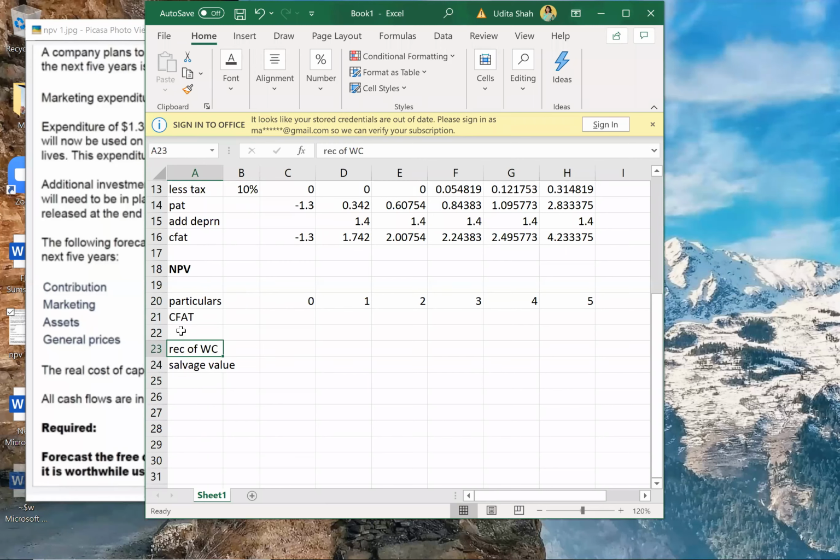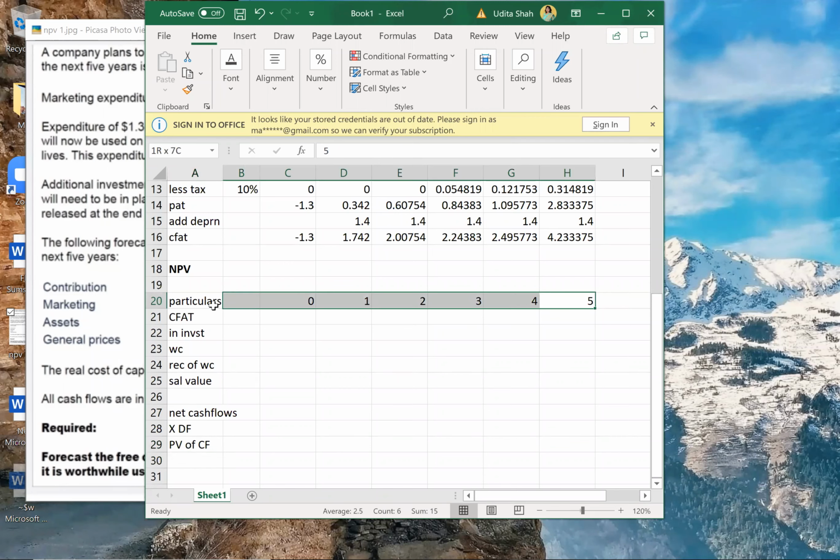So CFT, after that initial investment, working capital, then recovery of working capital, and then salvage value. There is no salvage value, so we'll just keep it blank. Therefore we'll get net cash flows. Net cash flows into discounting factor gives us the PV of cash flows.